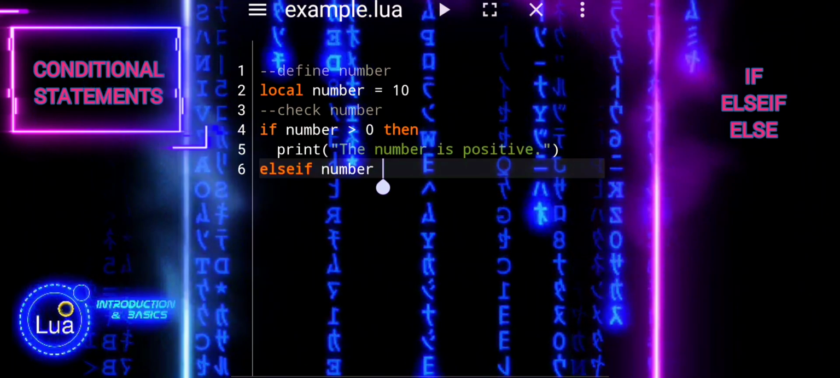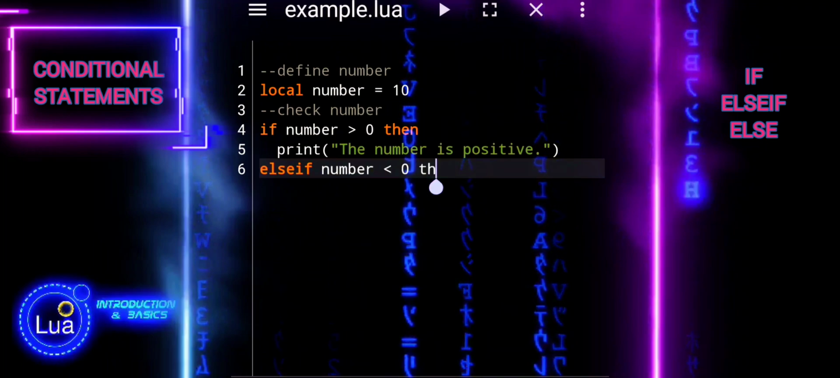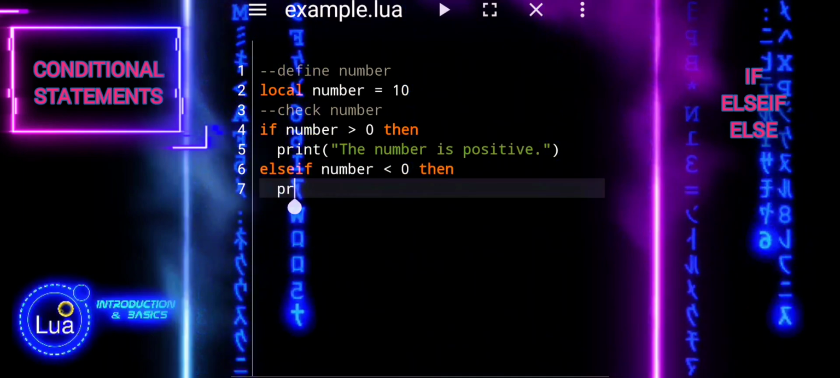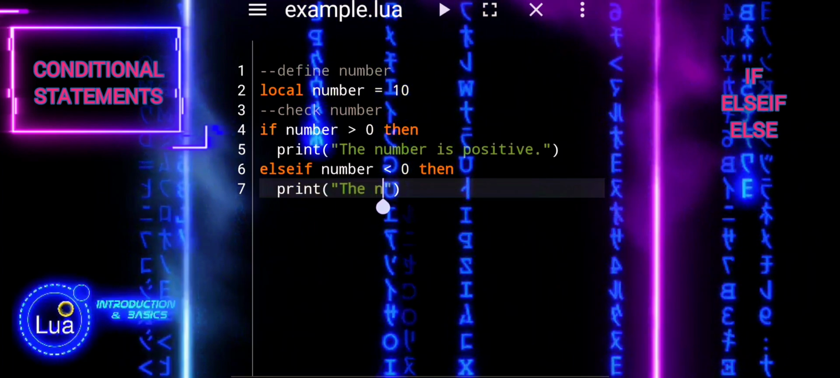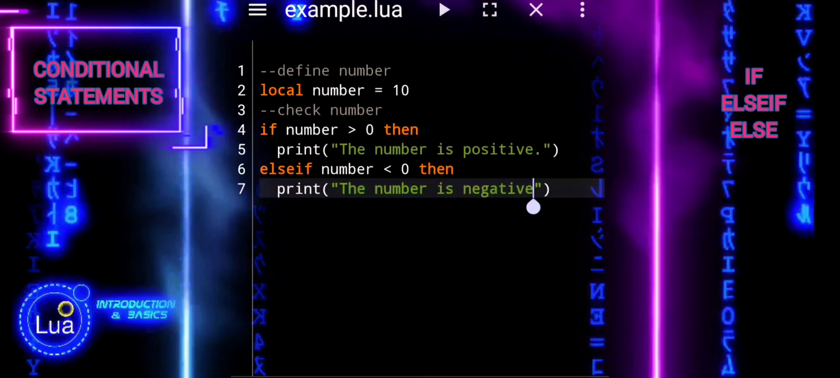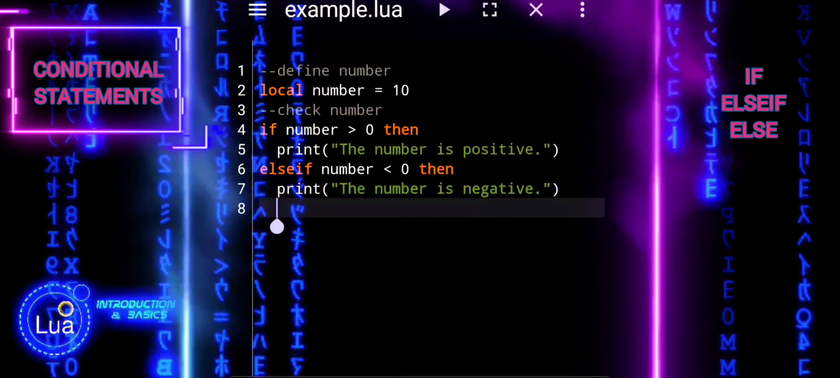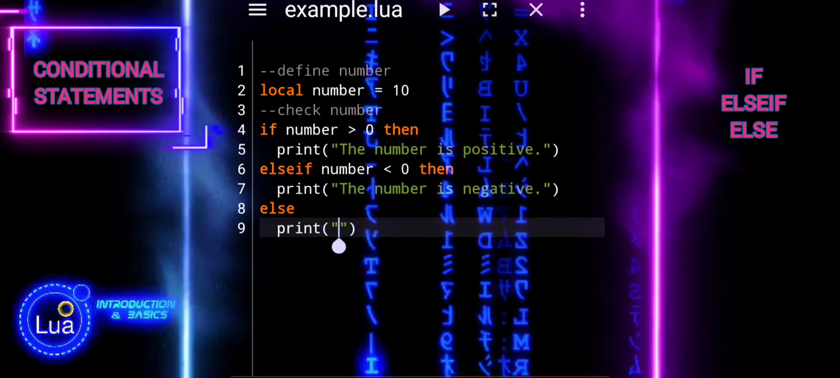If the number is not greater than 0, we use an elseif statement to check if it is less than 0. If this condition is true, we print the number is negative. If neither of the previous conditions is true, we execute the else block and print the number is 0.